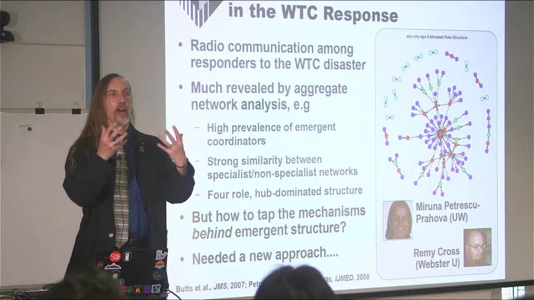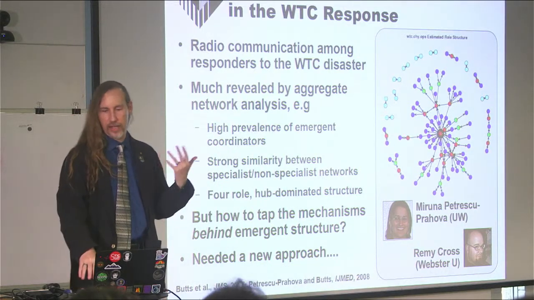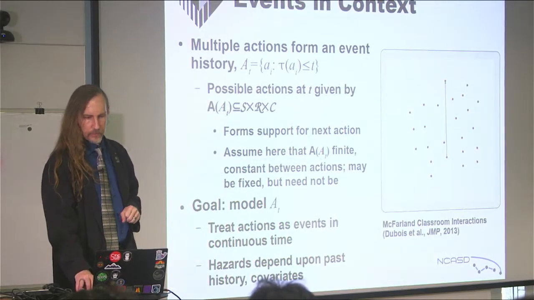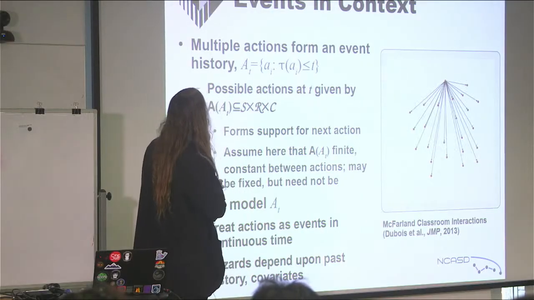So some people wound up being in these key positions holding the network together, and the question is sort of how does that happen? And to do that, again, we needed this kind of modeling approach. Now, again, how do we think about this? So we've got relational events. How do we think about analyzing them?